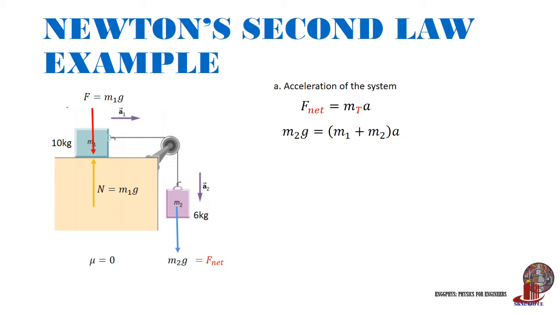So the formula m2 times g is equal to m1 plus m2 times a, and plugging the values we get 6 times 9.8 is equal to 10 plus 6 times a, and simplify to take the value of acceleration, we would get a is equal to 3.675 meters per square second.